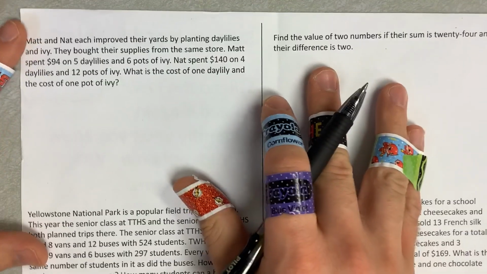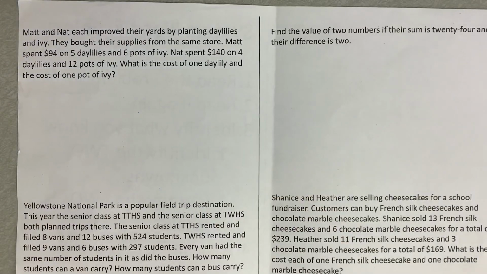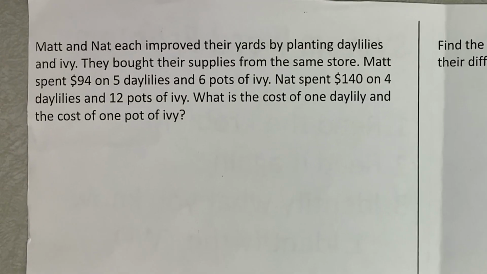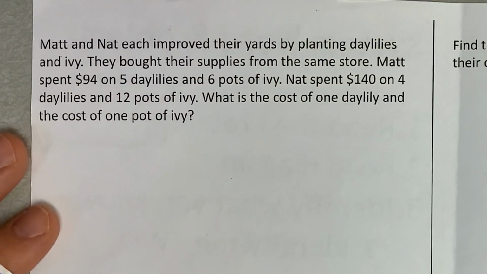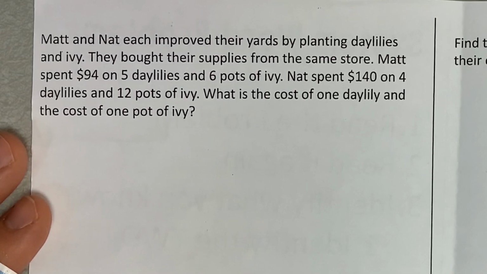Okay, so first thing, let's read it. Matt and Nat each improved their yards by planting daylilies and ivy. They bought their supplies from the same store. Matt spent $94 on 5 daylilies and 6 pots of ivy. Nat spent $140 on 4 daylilies and 12 pots of ivy. What is the cost of and so on.